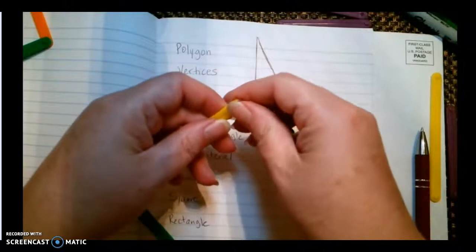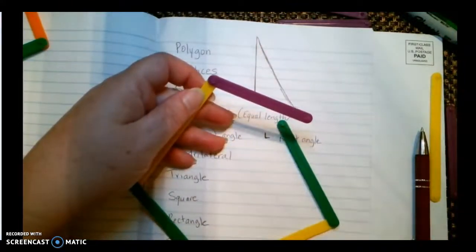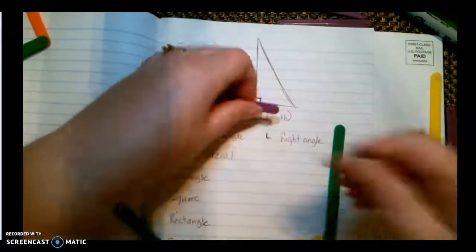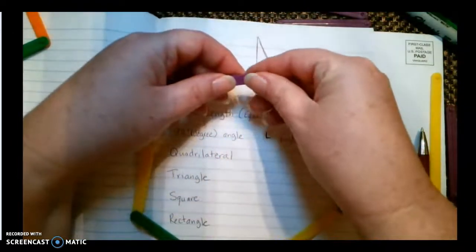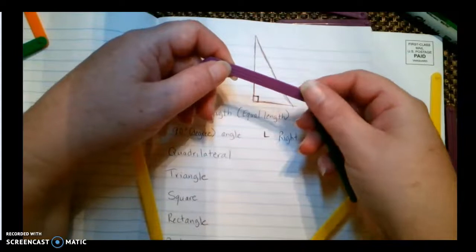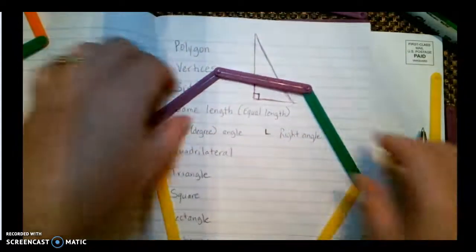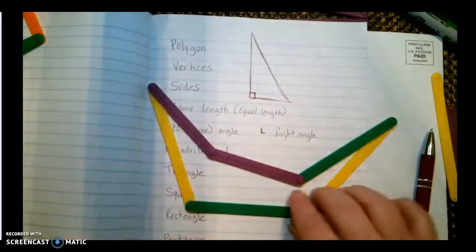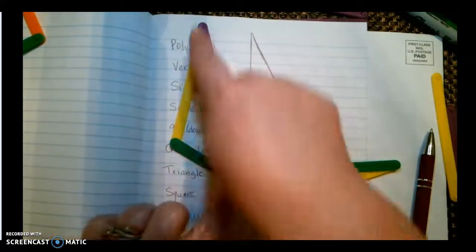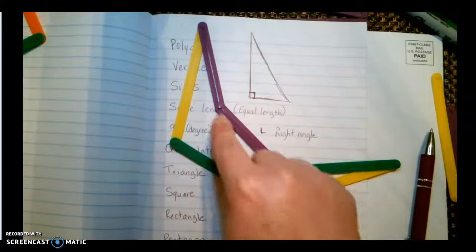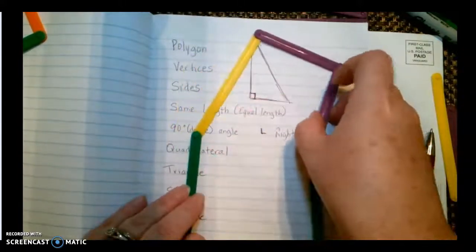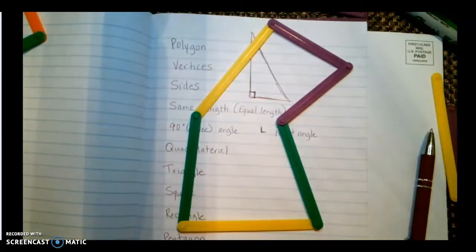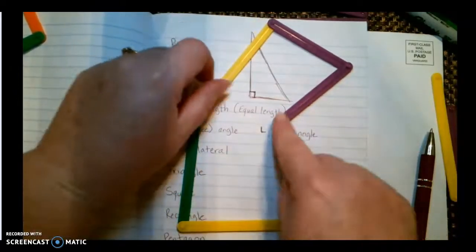is a shape with 1, 2, 3, 4, 5, and I'll put one right here, 6 sides and 6 vertices. Now here's the cool thing about a hexagon. This is a hexagon. 1, 2, 3, 4, 5, 6. That is a hexagon. I haven't changed the number of sides or the number of vertices.